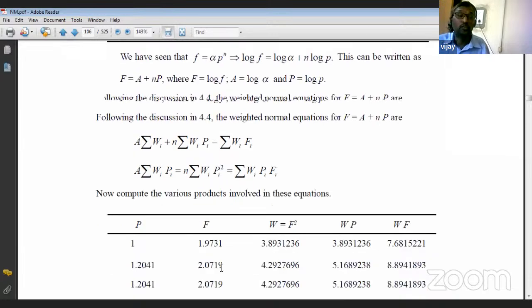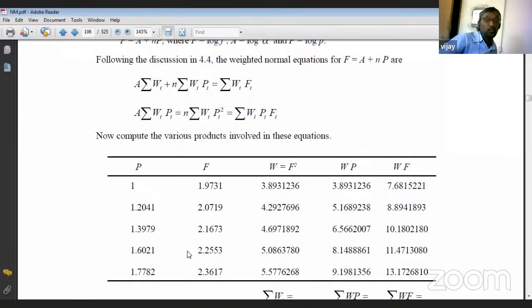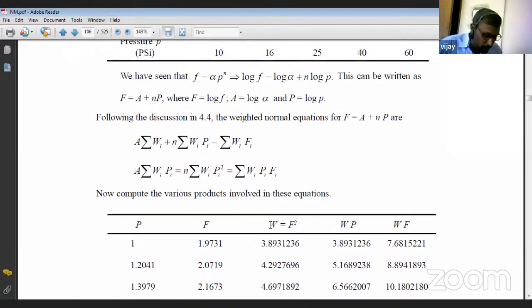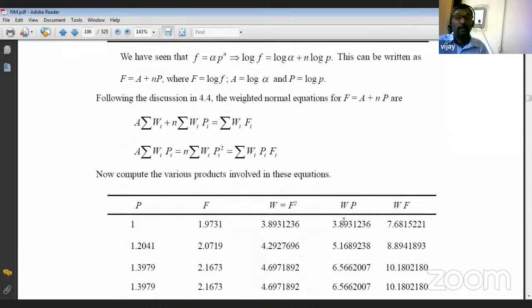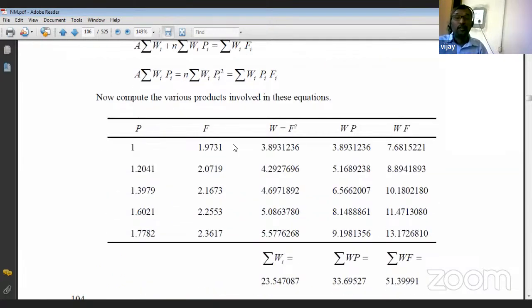I'm writing the values here. What are the log values here? So you have to check. F also the same, taking a log. Log F value I'm writing here. W is equal to F square, 1.97 into 31, I am doing here. So that is 3.8931236.